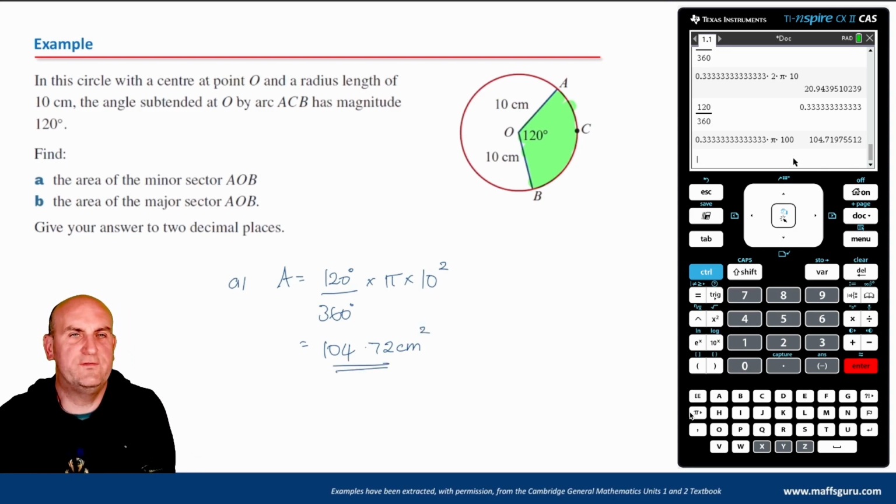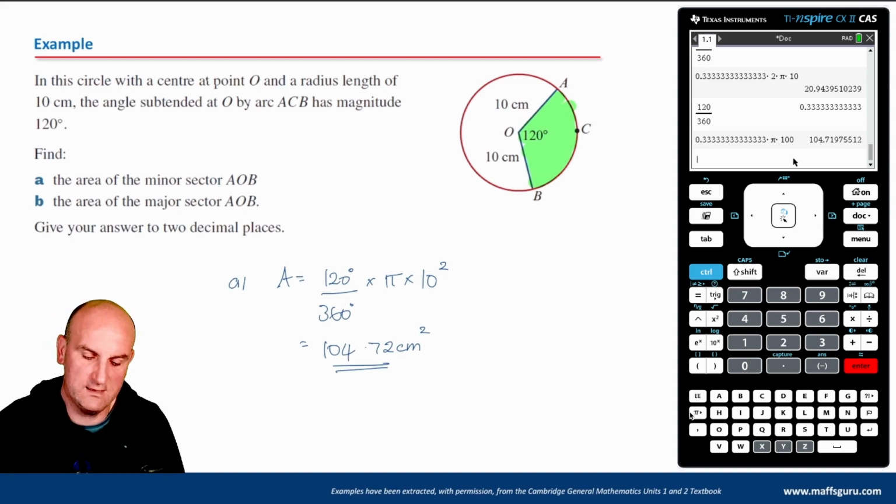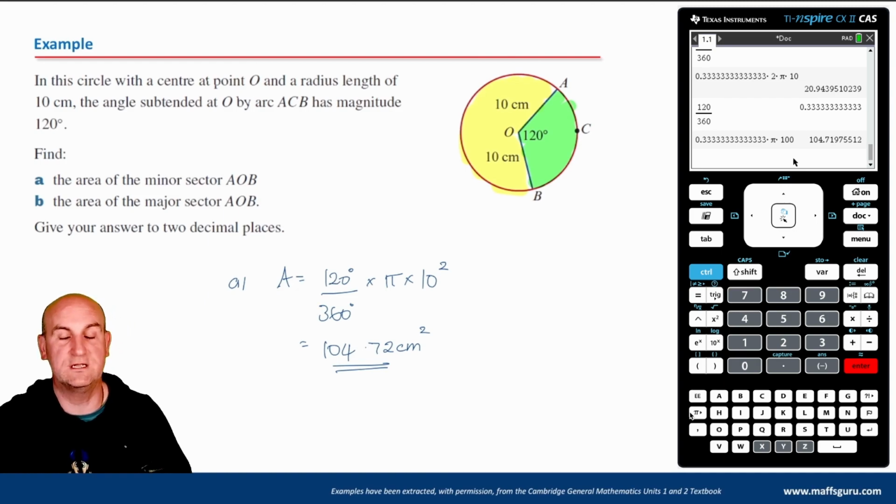Right, what about the area of the major sector? Well, again, this was me saying a moment ago, let's put my highlighter on. The major sector is just the bigger part of the cake. So if I was inviting you over to mine for my birthday and I was going to share my cake, trust me, you would be getting the green bit. I'm getting the orange, yellow bit because I'm really hungry now.